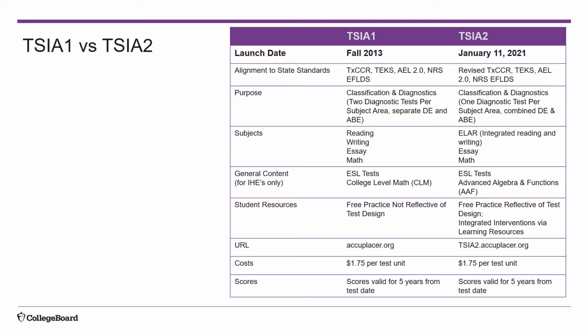Lastly, scores will continue to be accepted for 5 years past the test date, so IHEs will continue to accept TSIA1 scores well past the launch of TSIA2. The important thing to note is that scores cannot be mixed. If a student passed TSIA1 reading but not TSIA1 writing, they will have to be retested with the new TSIA2 ELAR test.